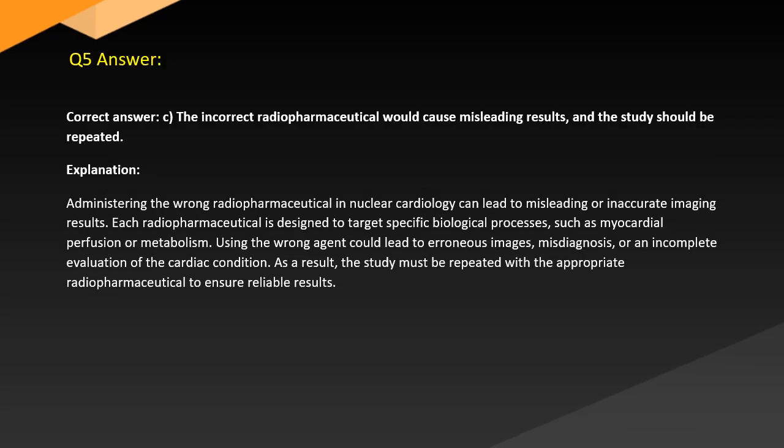Answer. Correct answer: C. The incorrect radiopharmaceutical would cause misleading results and the study should be repeated. Explanation. Administering the wrong radiopharmaceutical in nuclear cardiology can lead to misleading or inaccurate imaging results. Each radiopharmaceutical is designed to target specific biological processes such as myocardial perfusion or metabolism. Using the wrong agent could lead to erroneous images, misdiagnosis, or an incomplete evaluation of the cardiac condition. As a result, the study must be repeated with the appropriate radiopharmaceutical to ensure reliable results.